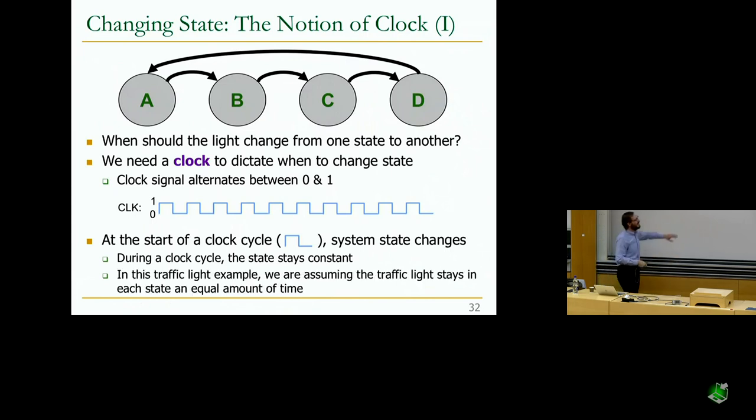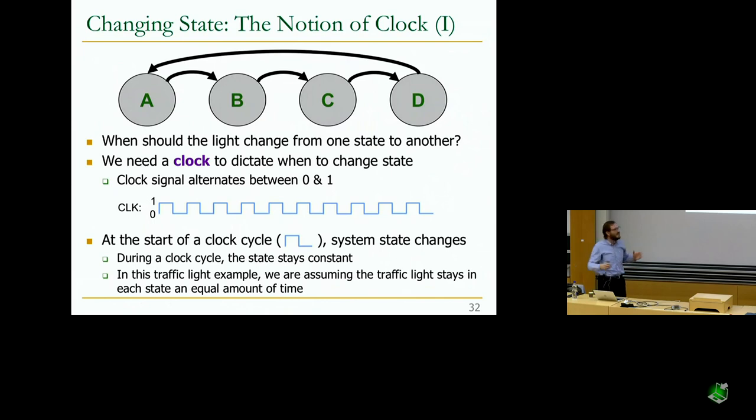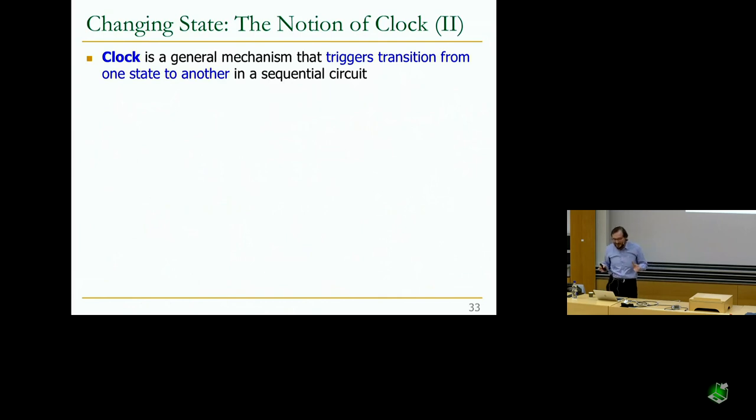Now, in this traffic light example, we're assuming that the traffic light stays in each state an equal amount of time. One clock cycle. You could make it multiple clock cycles by changing the state machine a little bit, by having a counter, for example. You stay in the green state for, I don't know, 5 cycles, and then go into a yellow state, stay there for 1 cycle, and then stay in the red state for 5 cycles, and so on. So you could actually make this arbitrarily complex by changing when you transition from state to state. Okay? Basically, what is a clock? It's a general mechanism that triggers transition from one state to another in a sequential circuit.